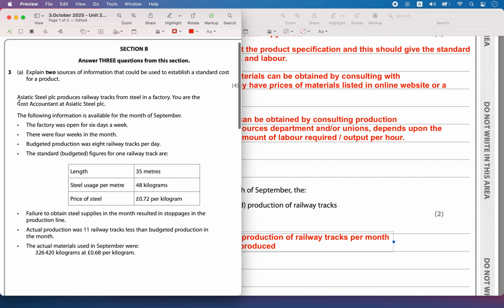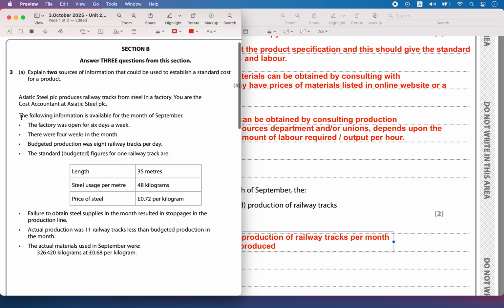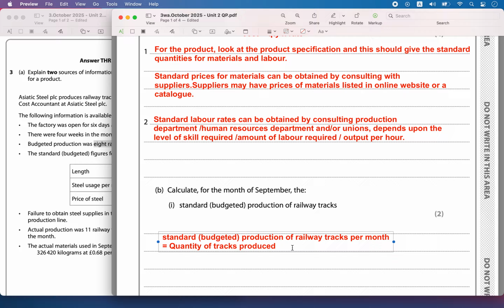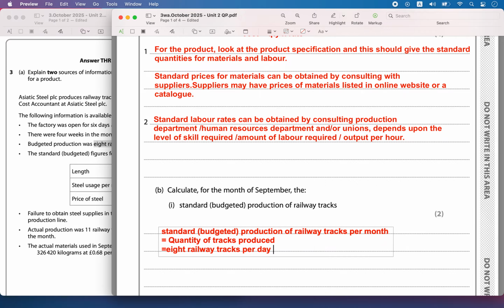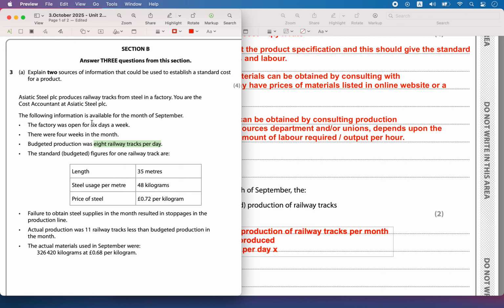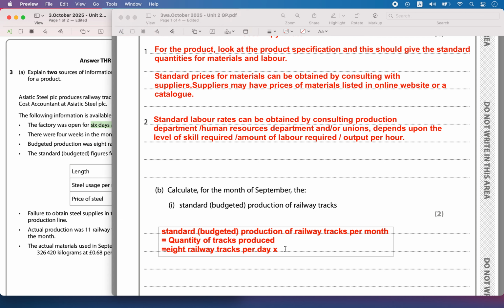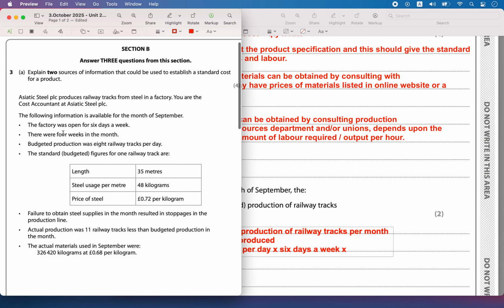Asiatic Steel PLC produces railway tracks from steel in a factory. The following information is available for the month of September. The factory is open for 6 days in a week. So it is open for 6 days, and per day how many tracks are they producing? Budgeted production was 8 railway tracks per day. They are able to produce 8 railway tracks in one day and they are open for 6 days in a week.